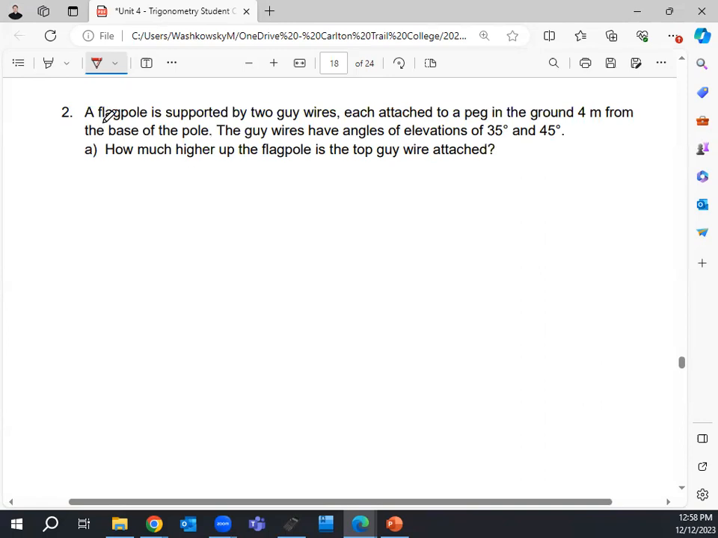So what I like doing is going in and underlining or highlighting keywords. So I have a flagpole that's supported by 2 wires that are each attached to a peg in the ground 4 meters from the base of the pole. Sometimes we're going to need to read this question over a couple times before we get an idea. The wires have angles of elevation of 35 and 45 degrees, and it wants us to know how much higher up the flagpole the top wire is attached. So let's break this down.